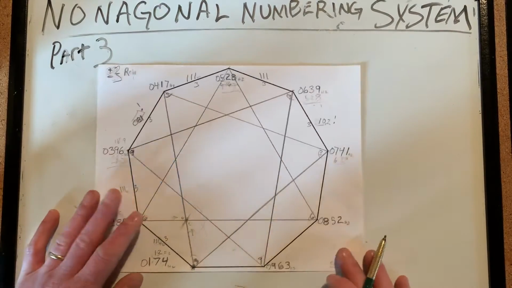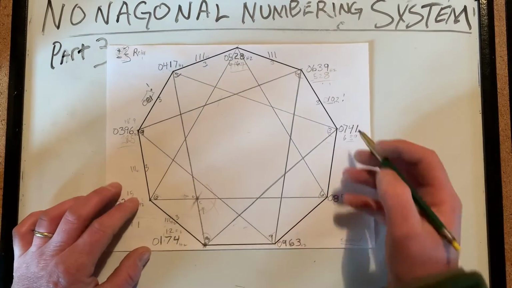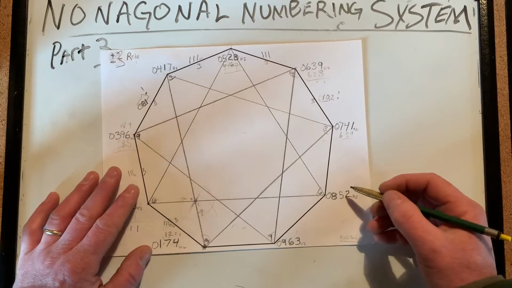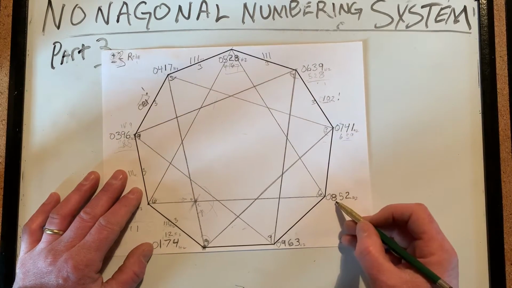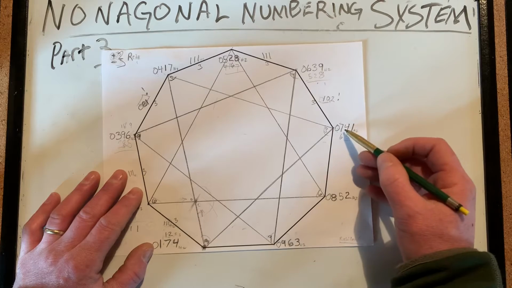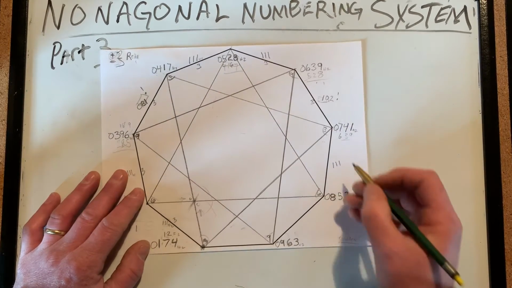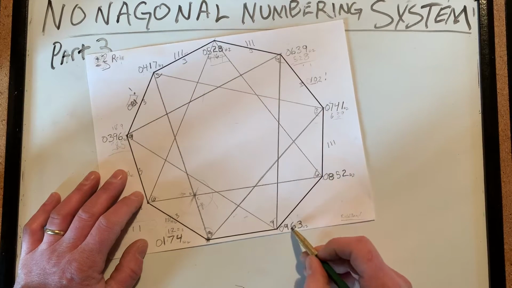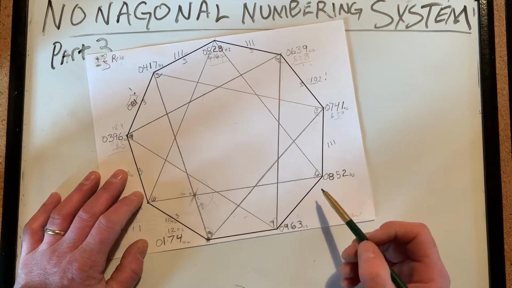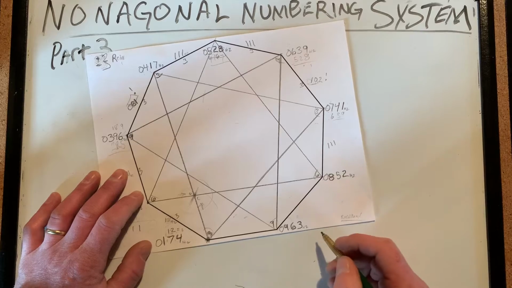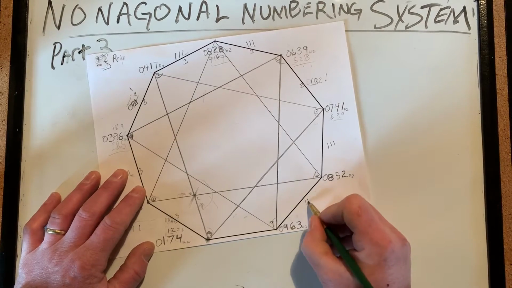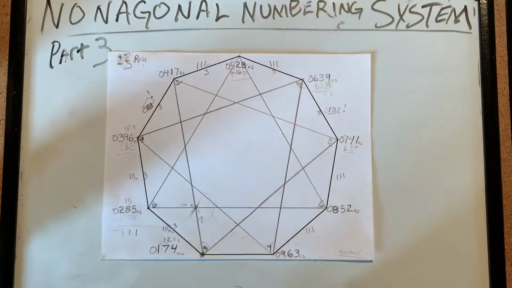Maybe you can start to see Tesla's pattern coming out of here. And a little direction in this nonagon. So let's take and find the difference between 852 and 741. And you guessed it. 1, 1, 1. 963, right? 852. What is the difference? You guessed it. 1, 1, 1.